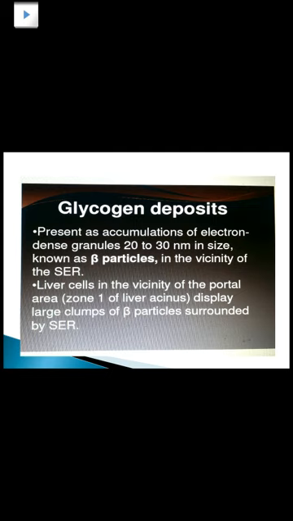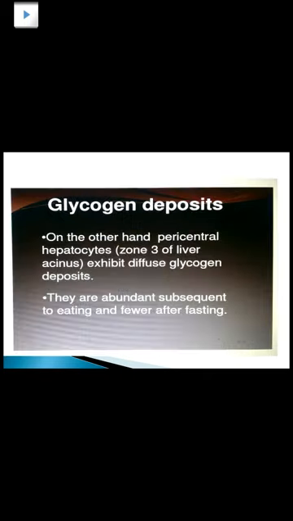The liver cells in the vicinity of the portal area, that is zone 1, display large clumps of beta particles. On the other hand, pericentral hepatocytes, that is zone 3 of the liver, exhibit diffuse glycogen deposits. See, different storages in different areas of these lobules. They are abundant subsequent to eating and fewer after fasting. So that is how their performance is before eating and after consumption of food.